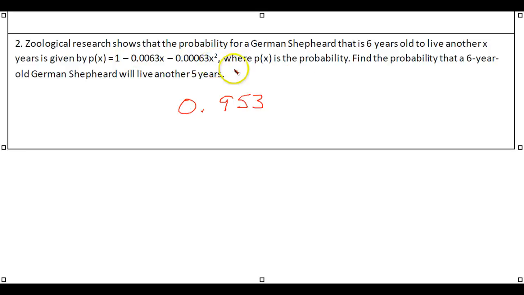And for this second example, it's done exactly the same way. You're going to put 5 where the x is. And it turns out to be 95.3%, or given as a decimal is this. Okay, let's go on.